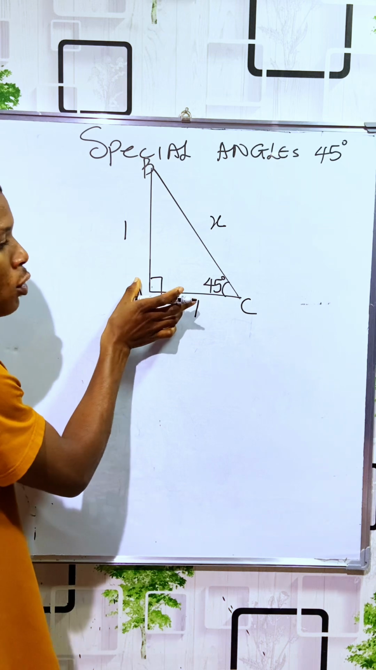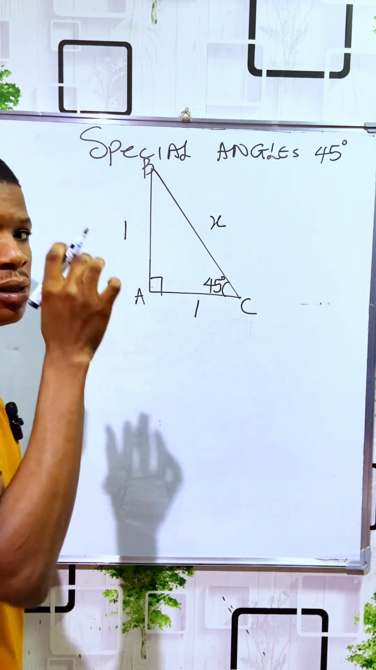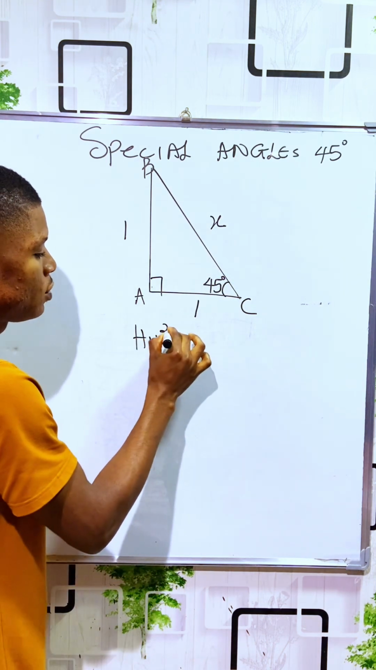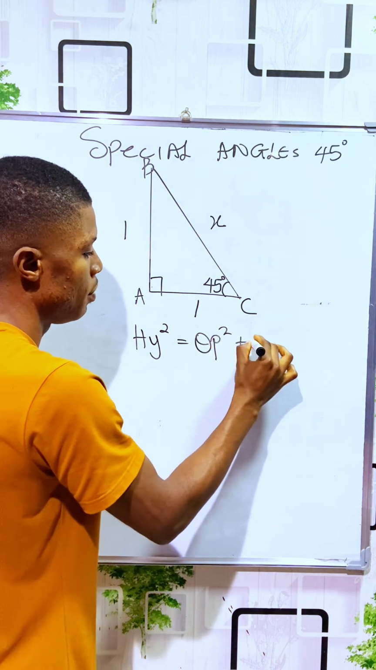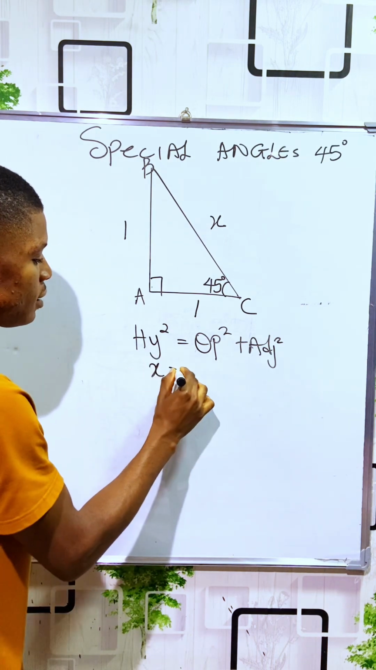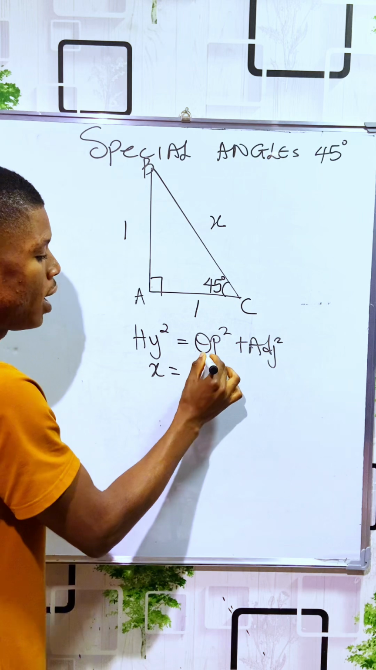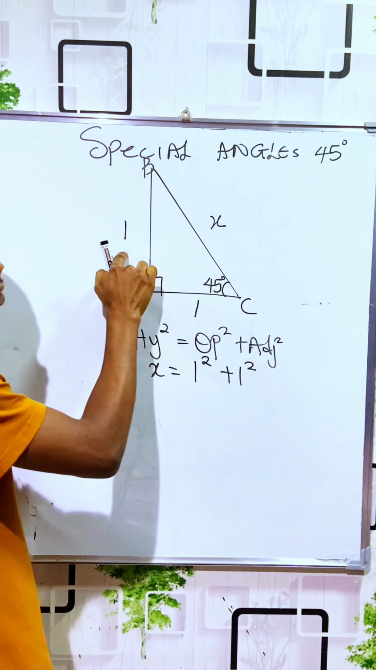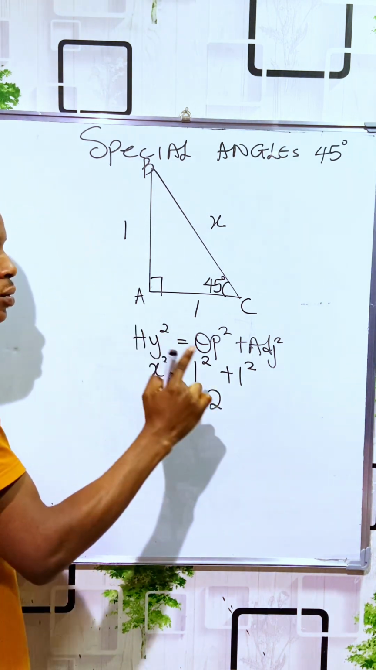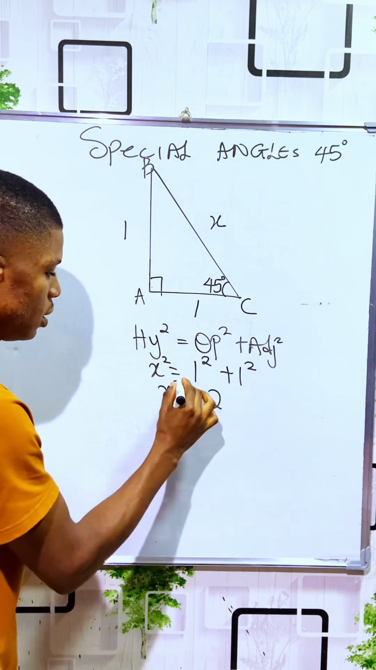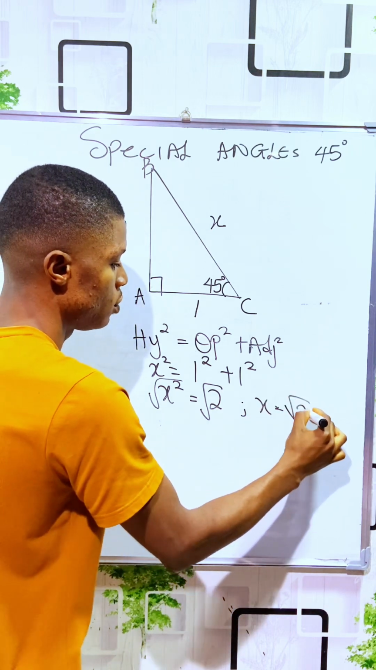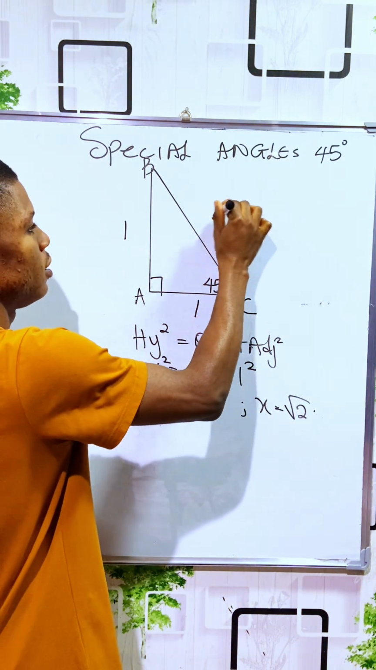So we use Pythagoras theorem to find the remaining side of the triangle, which is the hypotenuse. And Pythagoras says that hypotenuse squared is equal to the opposite squared plus adjacent squared in a right angle triangle. So the hypotenuse is x, and the two other sides will be 1 squared plus 1 squared. You have it that x squared is equal to 2, because 1 squared is 1, 1 squared is 1. 1 plus 1 is 2. Then x is gotten by taking the square root. You have it that x is equal to root 2. So here is actually root 2.